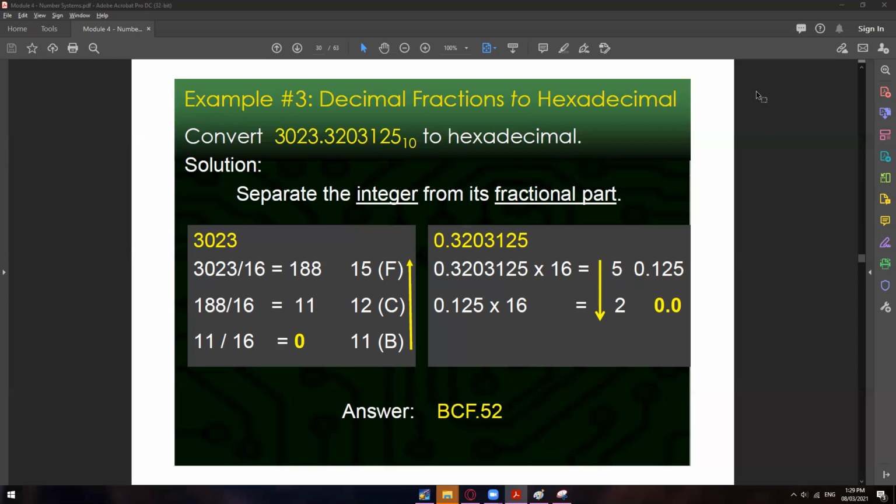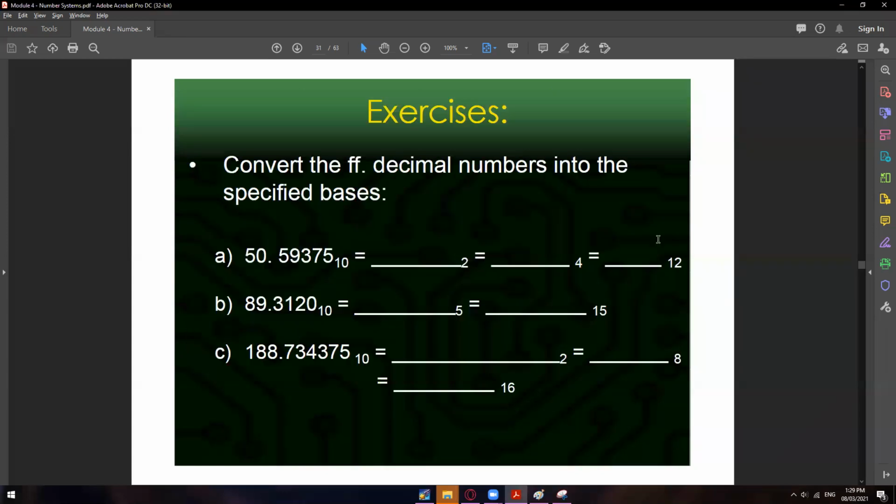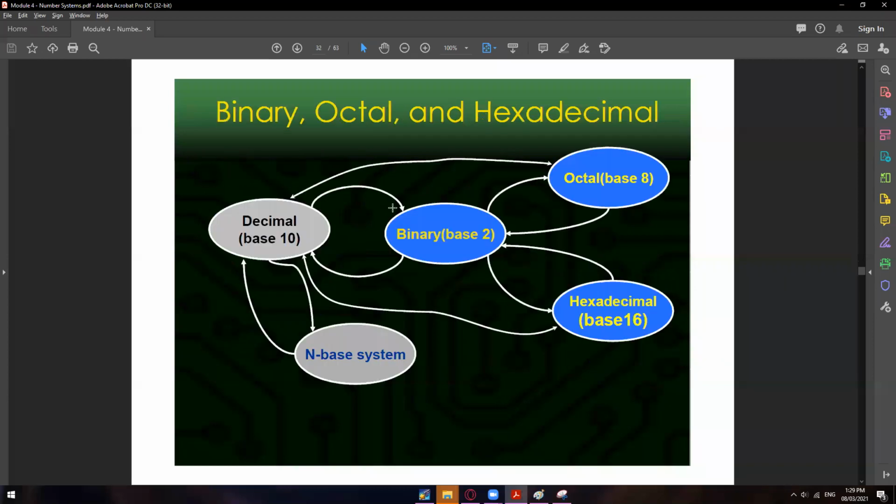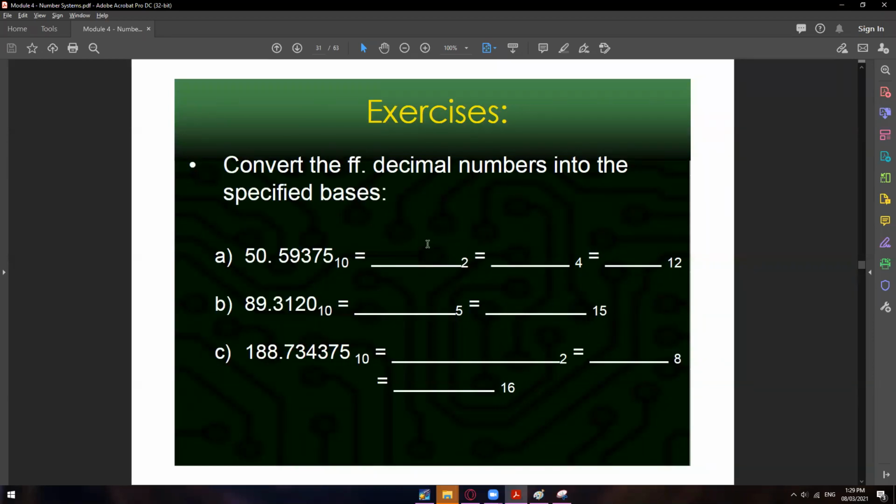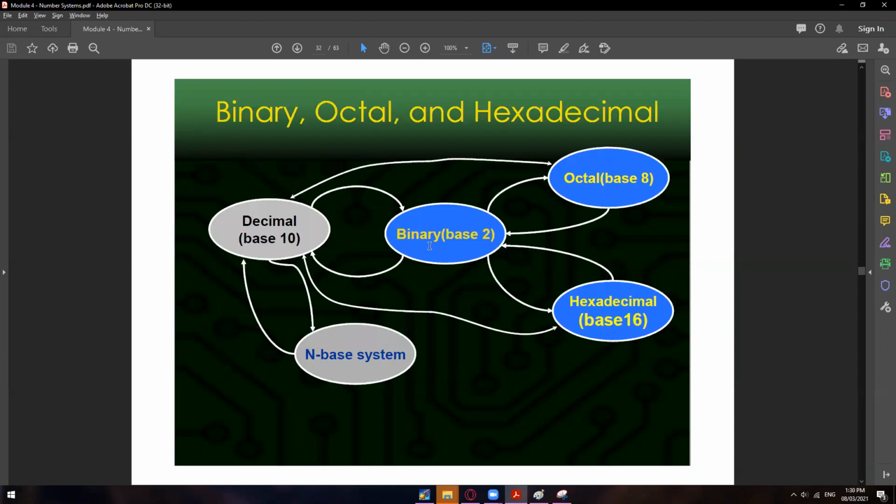All right, okay then. Let us now proceed to the next one. Supposedly this would be your seat break if we were in a face-to-face setup. Since we are not in a face-to-face setup, this will serve as your practice quiz, or practice exercises. You can do this one and then send me your solution so that I can check whether you really did the correct process or not.